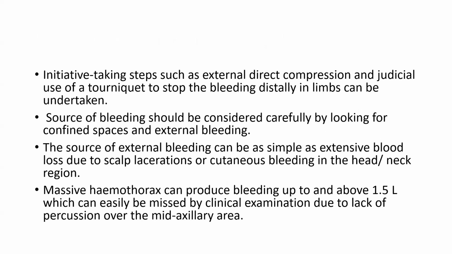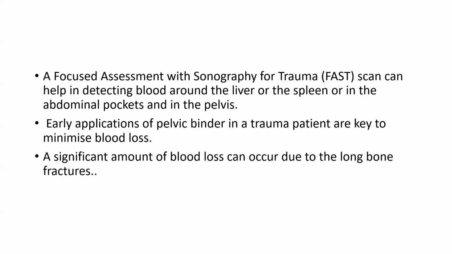So initial steps such as external direct compression and judicious use of a tourniquet to stop the bleeding distally in the limb can be undertaken. Source of bleeding should be considered carefully by looking for confined spaces and external bleeding. The source of external bleeding can be as simple as extensive blood loss due to scalp laceration or cutaneous bleeding in the head or neck region. Massive hemothorax can produce bleeding up to or above 1.5 liters, which can easily be missed by clinical examination due to lack of percussion over the mid-axillary area.